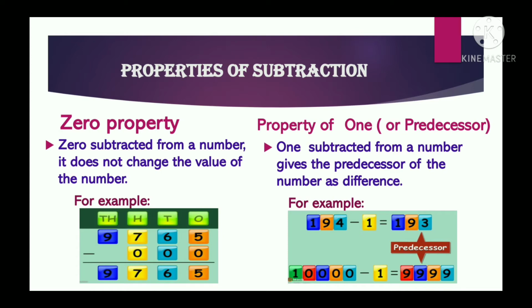And the second property of 1 says 1 subtracted from a number gives the predecessor of the number as difference. So for example, you can see 194 minus 1 gives you 193, which is the predecessor of 194. Similarly, 10,000 minus 1 is equal to 9,999, which is the predecessor of 10,000.